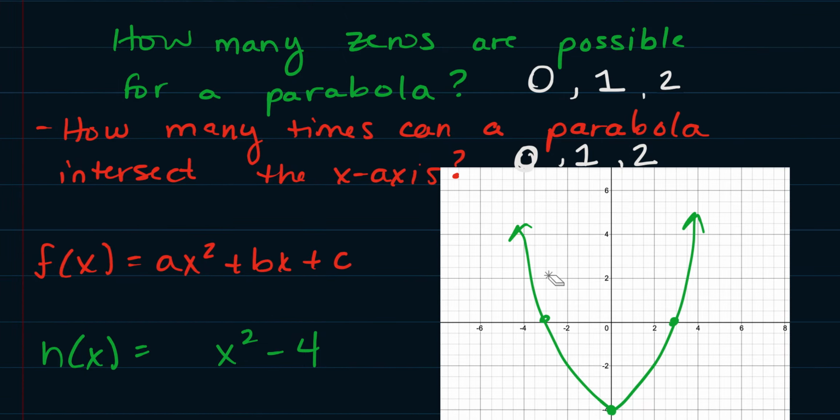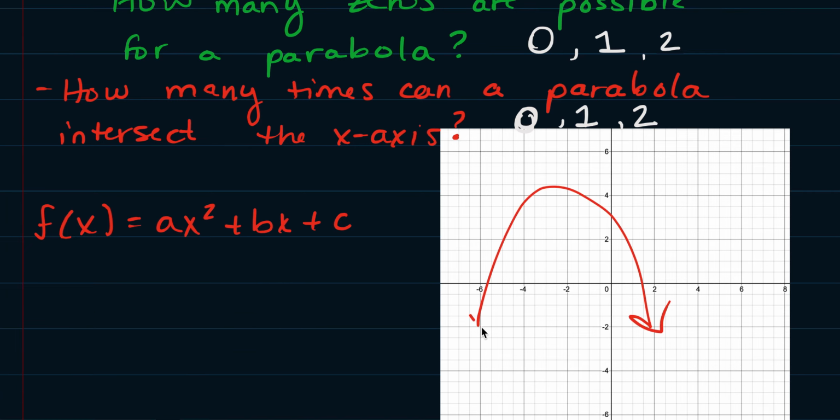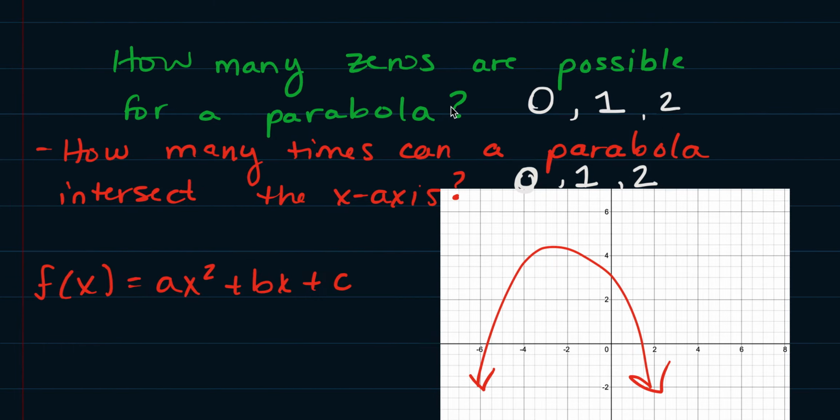Now, anything else you draw, any kind of graph you draw that involves a parabola, if it's upside down, right side up, move it up here, move it down here, the only number of times it's going to cross this x-axis is 0 times, 1 time, or 2 times. Okay, so these are the total number of possibilities for the zeros of a parabola.